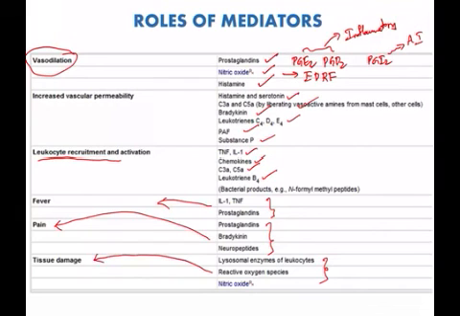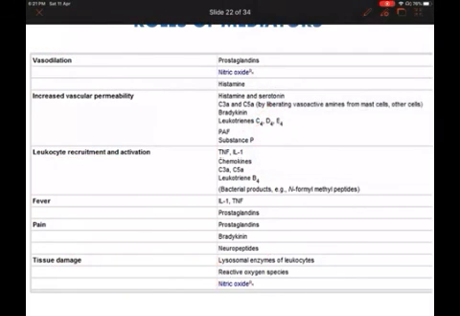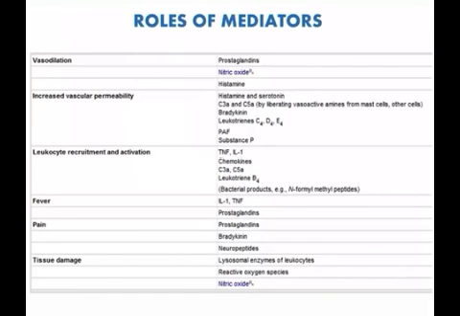At the same time, they also lead to killing of pathogens. Within the phagolysosome, the pathogen will be killed by all these things, including lysosomal enzymes, reactive oxygen species, and nitric oxide. So all these things kill the pathogen inside the phagolysosome. So these are the roles of all mediators involved in inflammation.